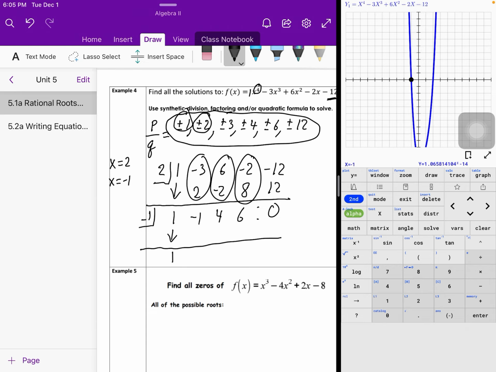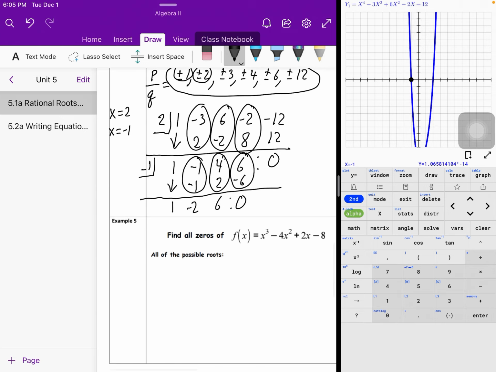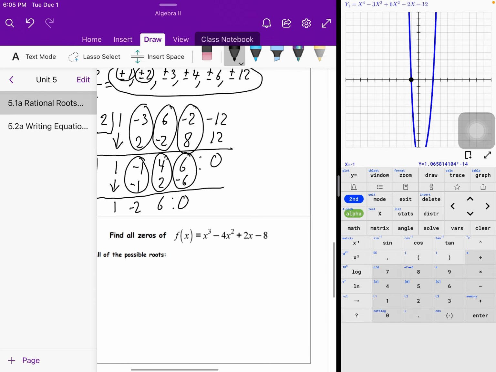Bring down the first term, we get 1, multiply those, we get -1. Add those, we get -2. Multiply, we get +2, 2 negatives. Add those, we get 6. -1 times 6 is -6. And just like the one before, we get 0. So now we broke that down. That was a cubic that we broke down. And now we have it down to a quadratic of x squared minus 2x plus 6 equals 0.